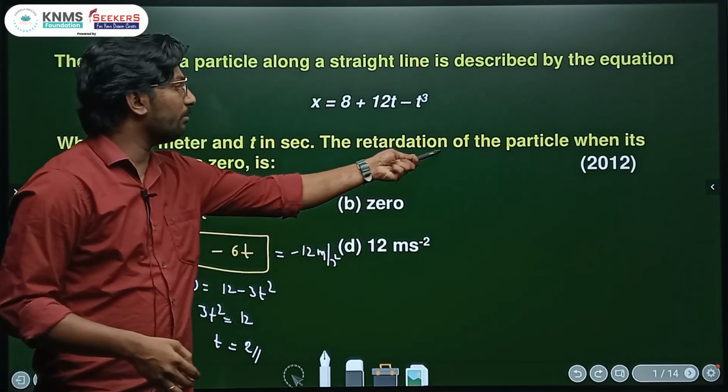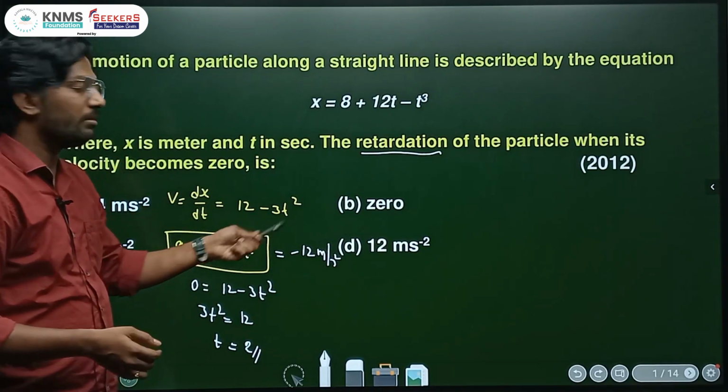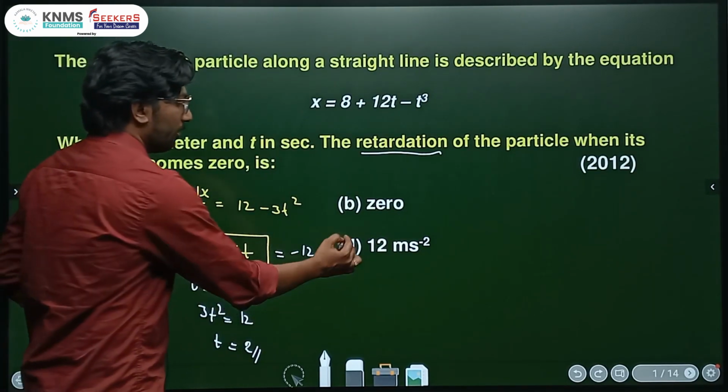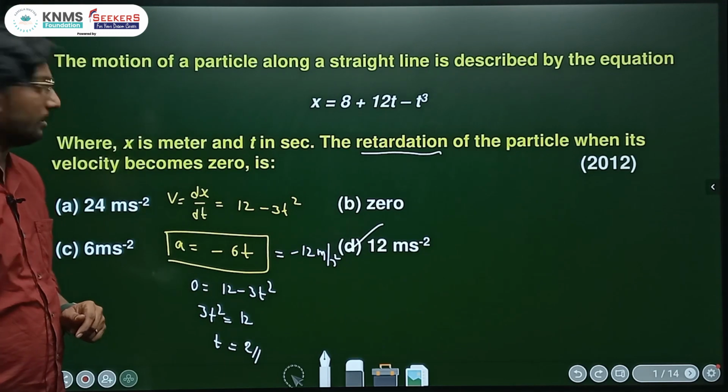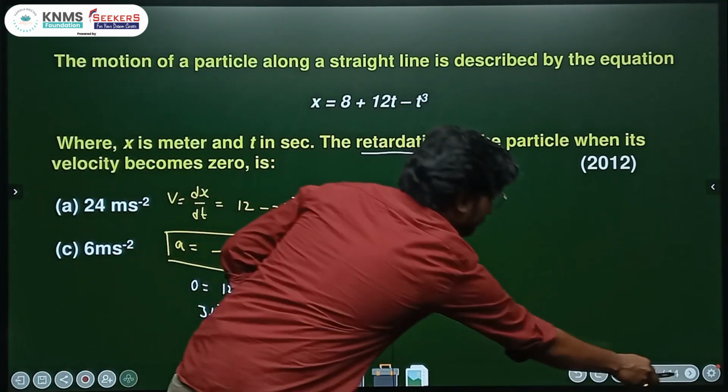Since in the question they have already mentioned it as retardation, you don't have to look for the negative sign in the options again. Straight away you can mark option D as the correct answer. Next question.